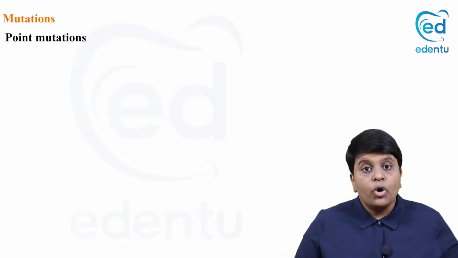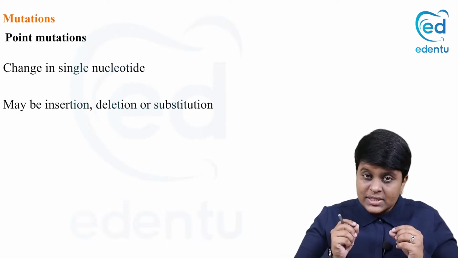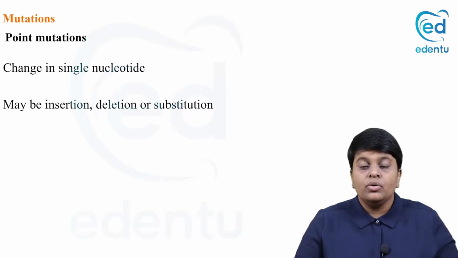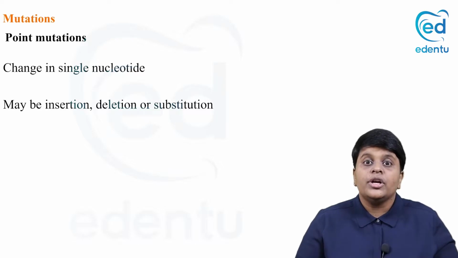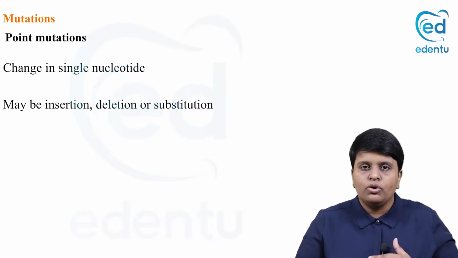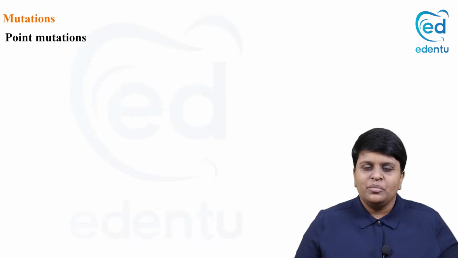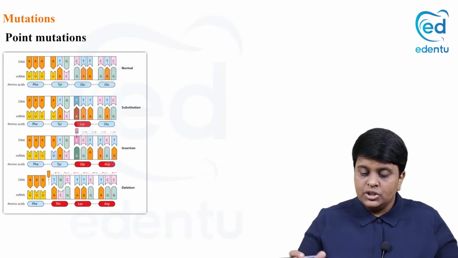So what is a point mutation? If there is a change in a single nucleotide base of the DNA, that is referred to as a point mutation. You can either add a nucleotide, delete a nucleotide, or substitute one nucleotide for another. All these three come under the group of point mutations. So now let me show you with an example.